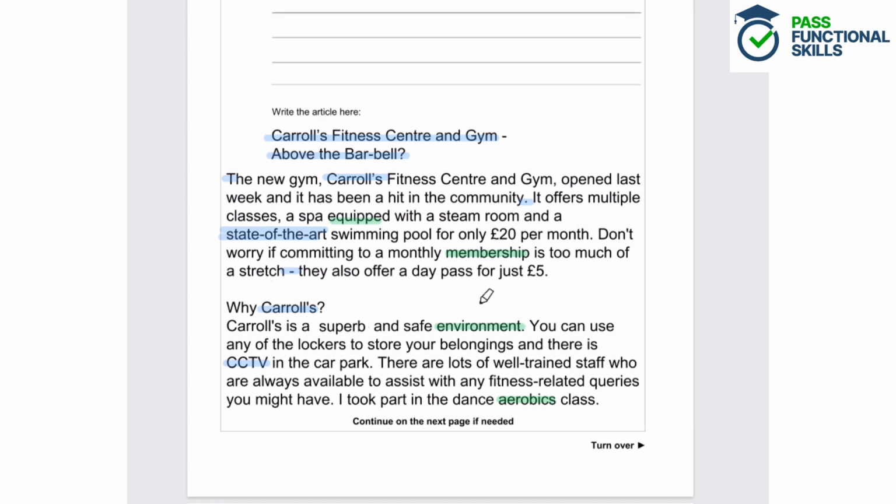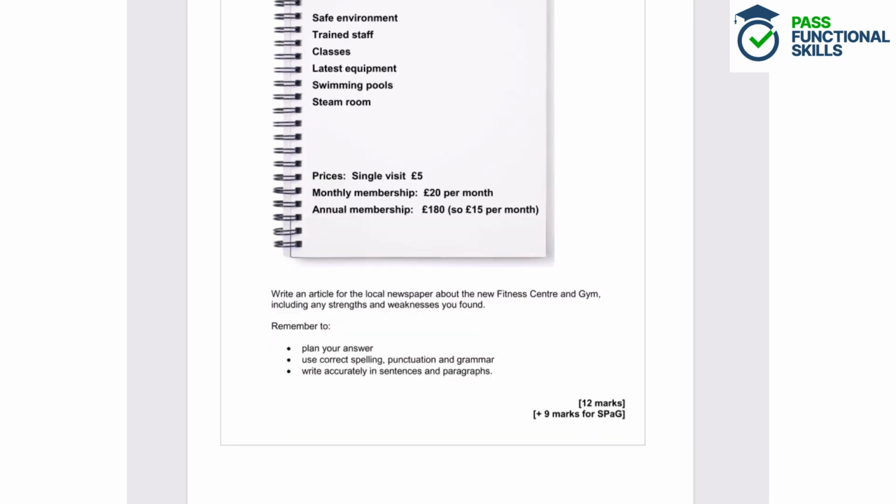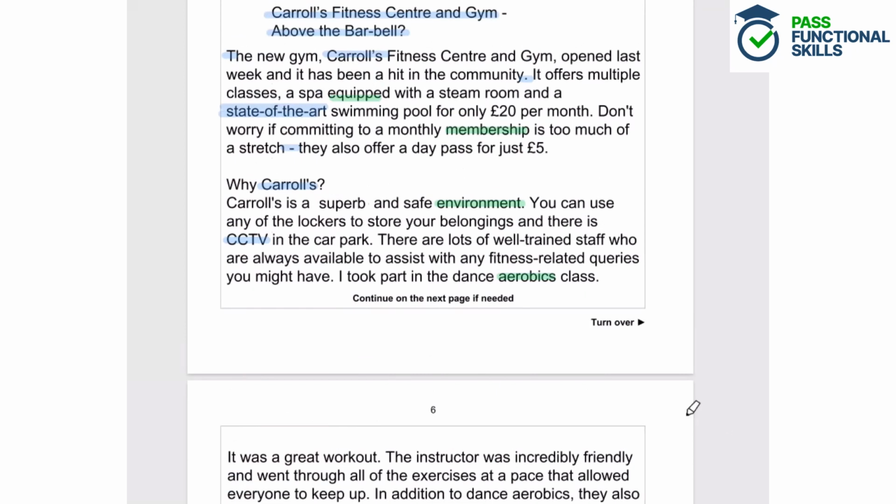We also need to consider how long and detailed the answer is. So, as always, we need to check the question to see if we've been given a word count here. In this question, we haven't got a word count. So what do we need to do? Well, we need to think about the details that we've been asked to include, and we want to be writing somewhere between 3 and 5 paragraphs.